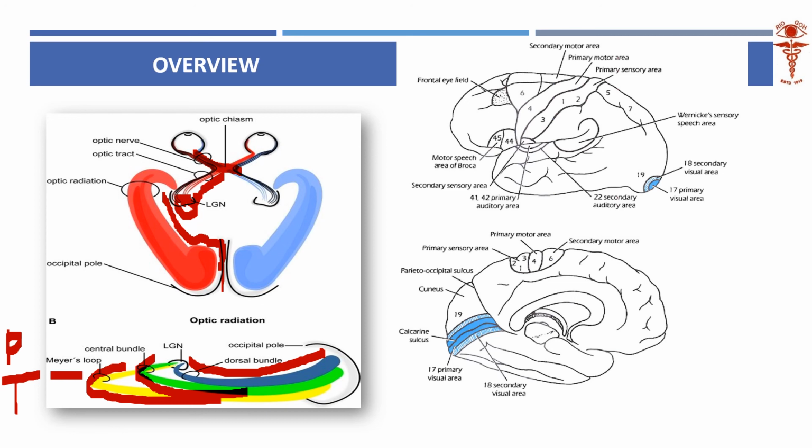And similarly, in the visual cortex, I told you, area 17 is the primary visual area. But next to 17, we have area 18 and 19, which are also visual areas. Area 17 is on either side of the calcarine sulcus, so it is called the calcarine cortex. Calcarine cortex is area 17, which is the primary reception area. Then area 18 and 19 are secondary association areas.